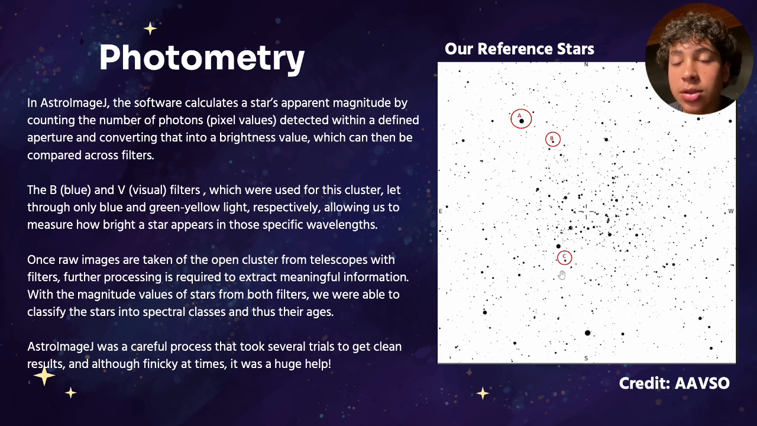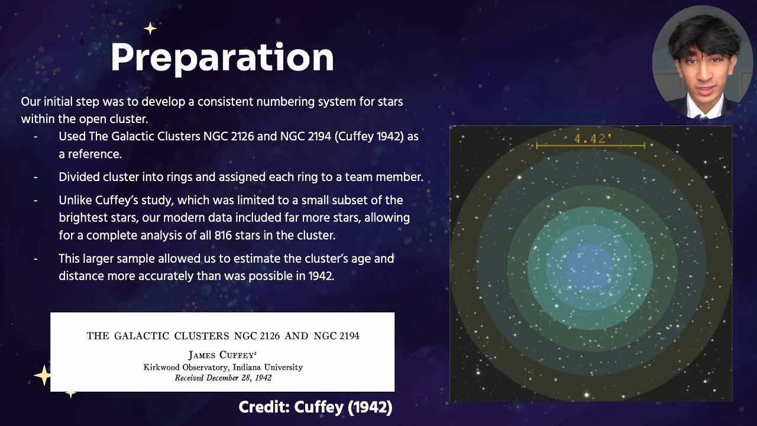AstroImageJ was a careful process that took several tries to get clean results, but even despite that, it was a huge help. Our initial step was to develop a consistent numbering system for stars within the open cluster. We used the galactic clusters NGC 2126 and NGC 2194 as a reference. We divided the cluster into rings and assigned each ring to a team member. Unlike Cuffey's study, which was limited to a small subset of the brightest stars, our modern data included more stars, allowing for a complete analysis of all 816 stars in the cluster. This larger sample allowed us to estimate the cluster's age and distance more accurately than was possible in 1942.